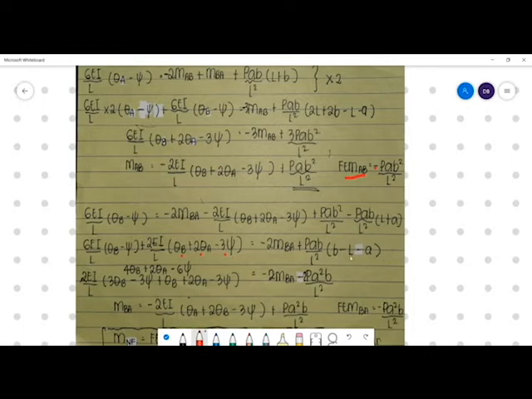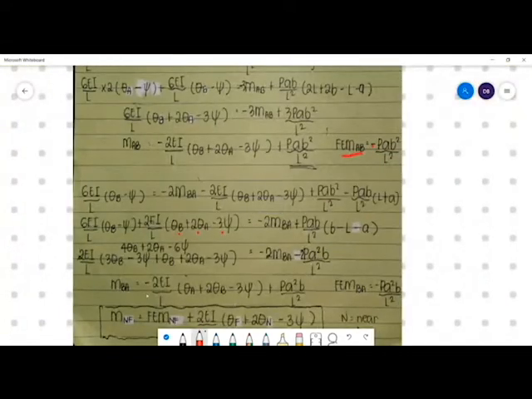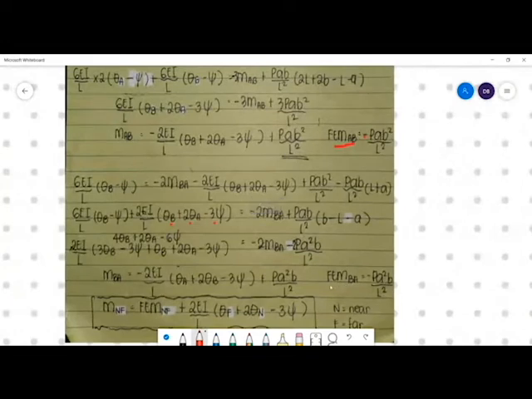So, our B minus L is negative A. So that will become negative 2A. So all the 2 will be cancelled. Now we have MBA is equal to negative 2EI over L times theta A plus 2 theta B minus 3 psi plus PA squared B over L squared. So our FEM BA is also equal to PA squared B over L squared.